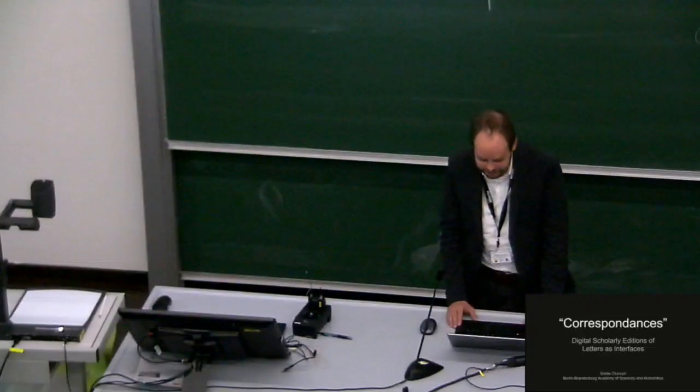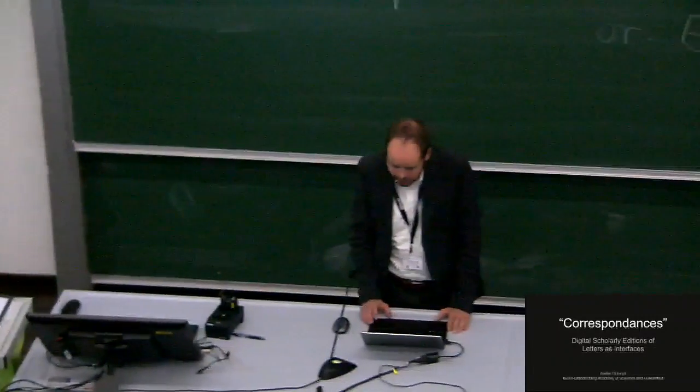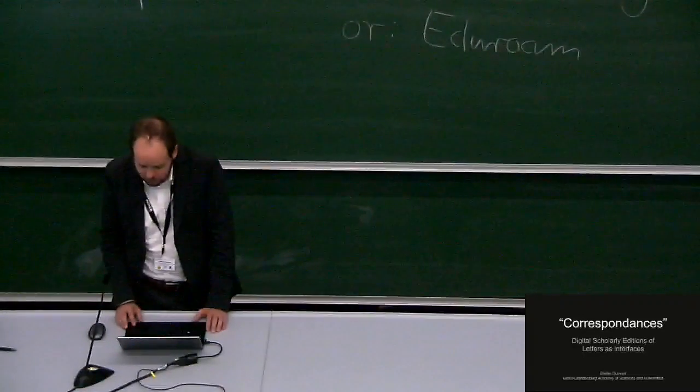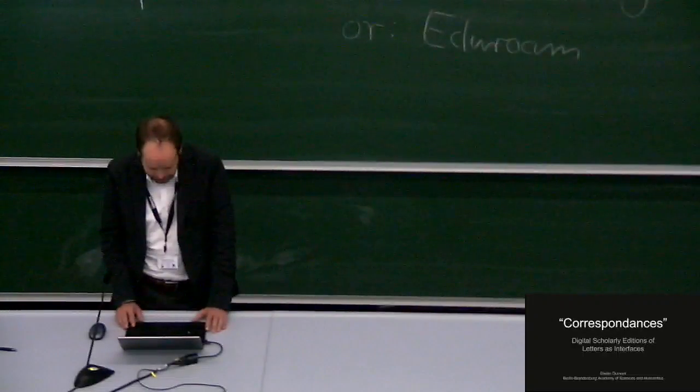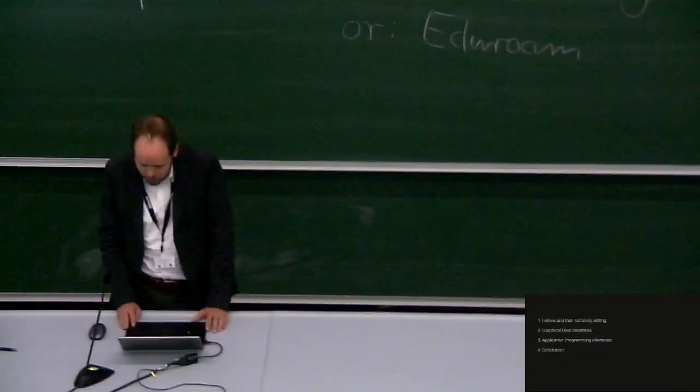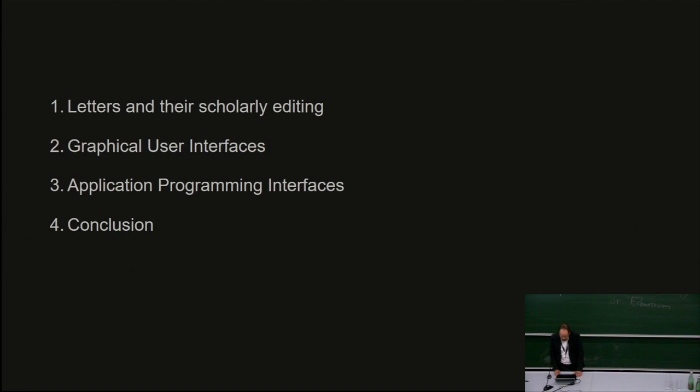As Ellie already mentioned, I would like to talk about how letters and their digital scholarly editions are examples par excellence for the value of interfaces, and I mean user and technical interfaces. I will start with some remarks about the characteristics of letters and the consequences from that for the scholarly edition of letters. Then I'll present how the graphical user interfaces of some digital scholarly editions address these issues. And in the third section, I talk about application programming interfaces also in digital scholarly editions of letters.